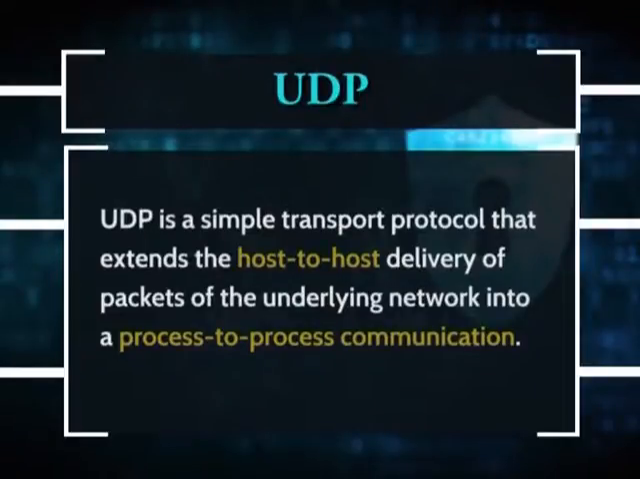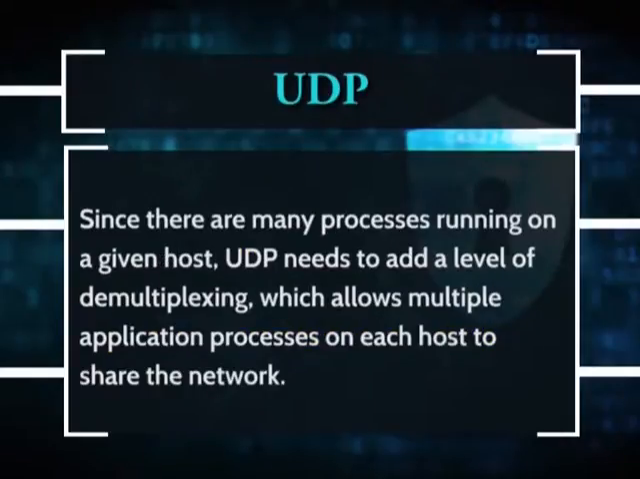UDP is a simple transfer protocol that extends the host-to-host delivery of packets of the underlying network into process-to-process communication. Since there are many processes running on a given host, UDP needs to add a level of demultiplexing, allowing multiple application processes on each host to share the network.